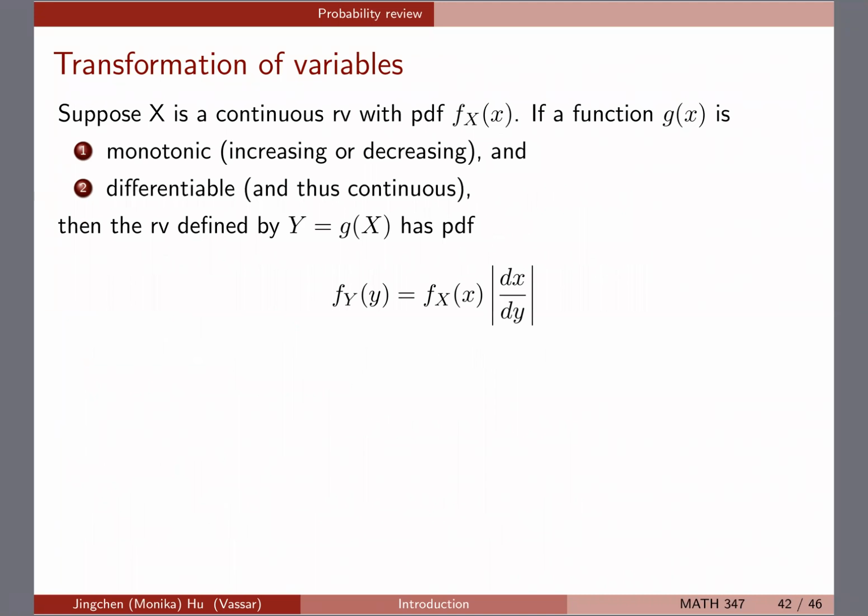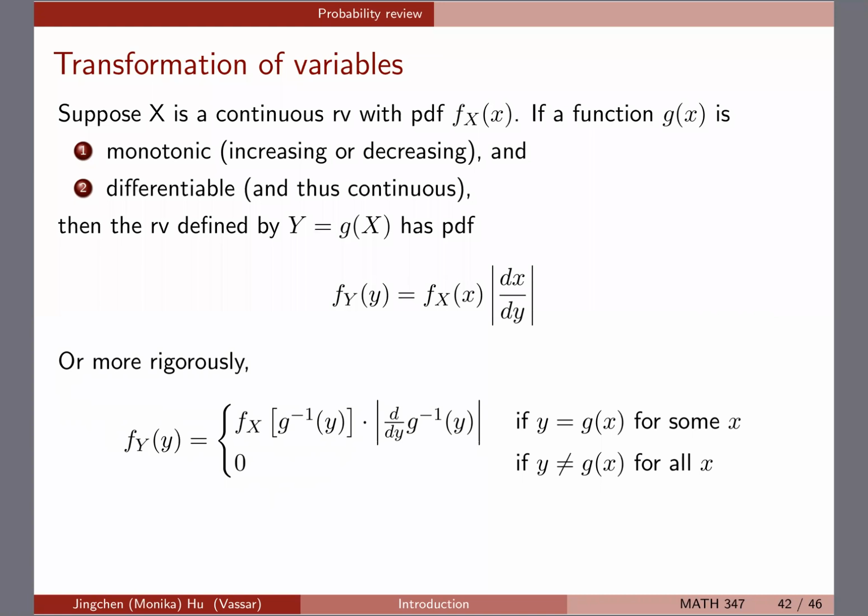Pretty much the last topic that I want to review here is transformation of variables, which we will actually use pretty often in this course. The general formula for doing transformation of variables is: suppose you have x as a continuous random variable with PDF f_X, and now you have a function g(x). You know that it's monotonic, increasing or decreasing, and also differentiable. Then you're able to use this formula to get the PDF of y. These two conditions are something you need to check. I list them here because once they are met, you're able to get the PDF of y through this formula. But these two are necessary conditions for you to use this tool. You can also express it more rigorously.